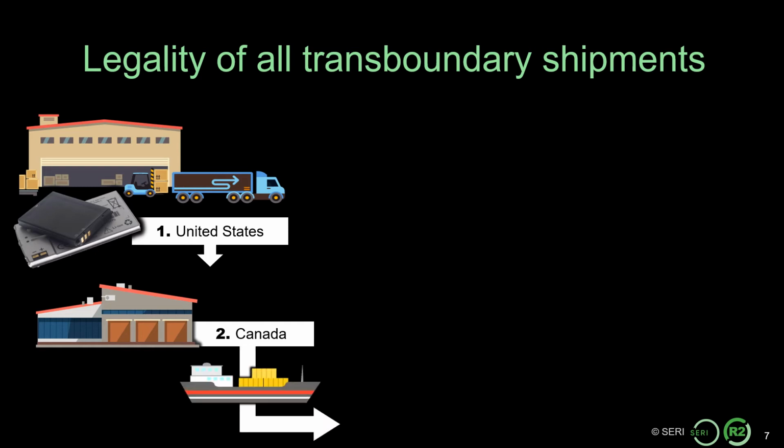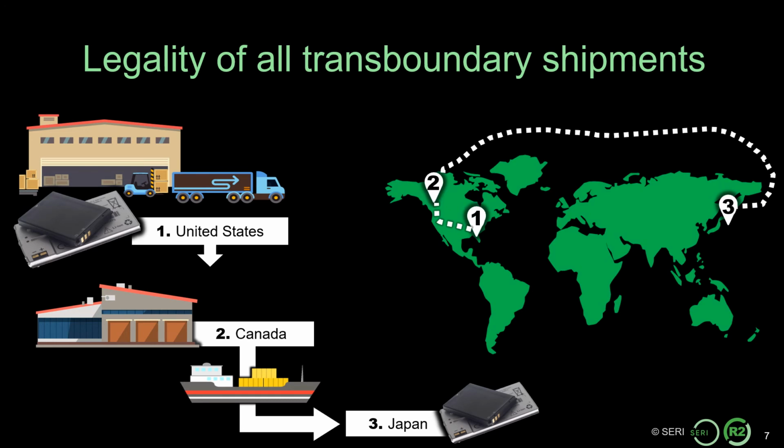From Canada, the batteries are shipped to Japan for final disposition, which would involve the export requirements from Canada and the import requirements for Japan. Facilities must demonstrate the legality of each leg of the journey, including countries where shipments may only pass through en route to final disposition.